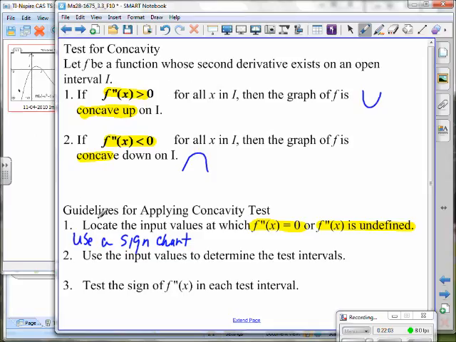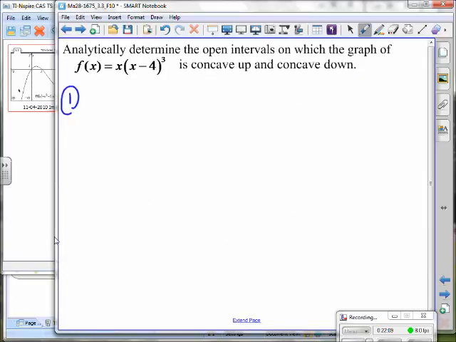Back here it said, locate the inputs values at which the second derivative is 0 or undefined. I can't do the second derivative until I do what? Okay, so let's determine the first derivative. That's all. Just take the first derivative.